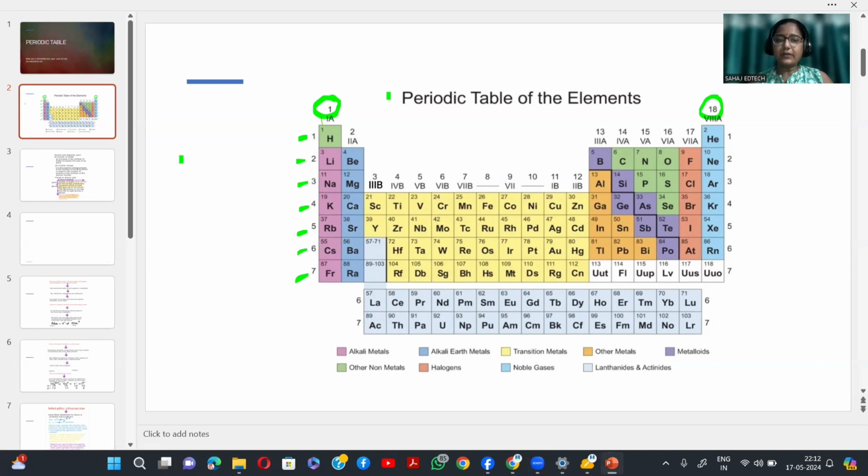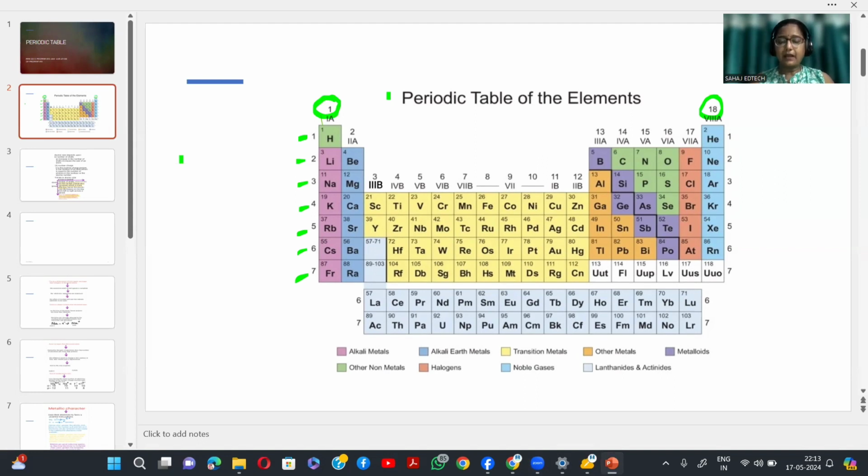Now you can see, earlier there was different notation for numbering the groups: 1A, 2A, then 3B to 7B, then group 8, 1B, 2B, then again 3A, 7A, and then 8A. But according to the IUPAC nomenclature, okay, how do we number the groups nowadays? Starting from 1 to 18.